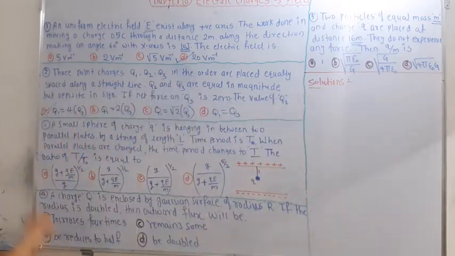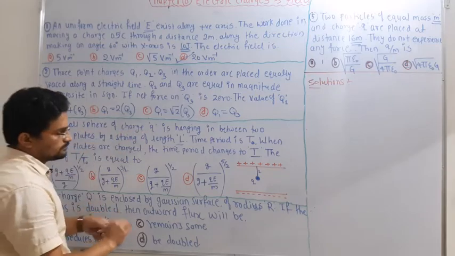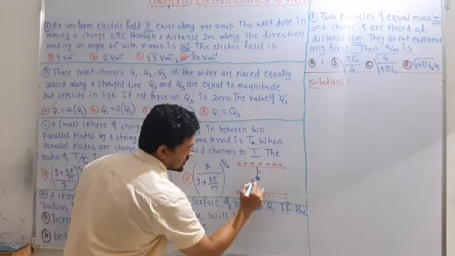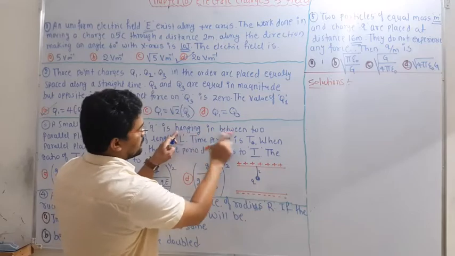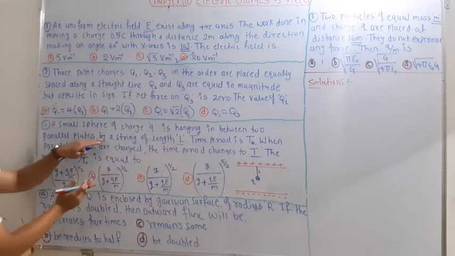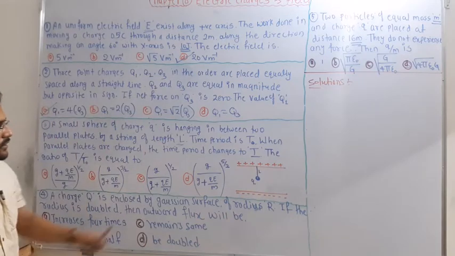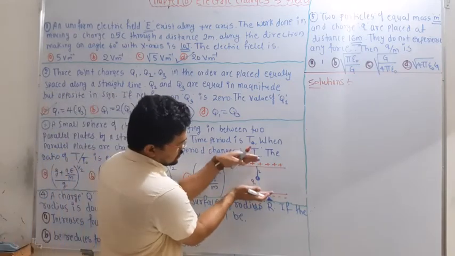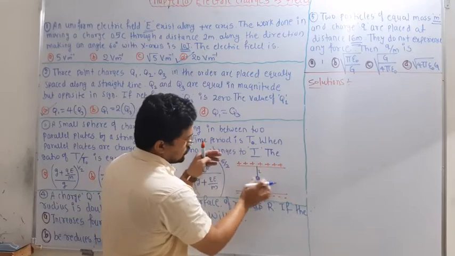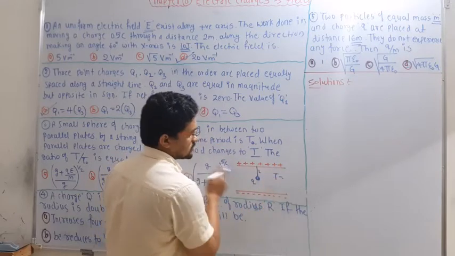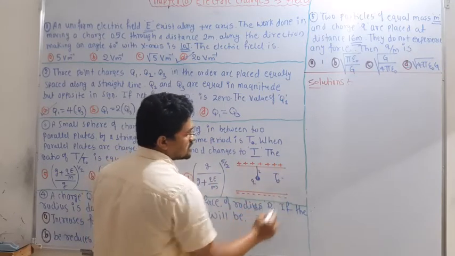Okay. So now a small sphere of charge q is hanging between the two parallel plates by a string of length L. The plates are initially uncharged. If you oscillate this, you will get the time period equal to this much. That is nothing but the initial time period.